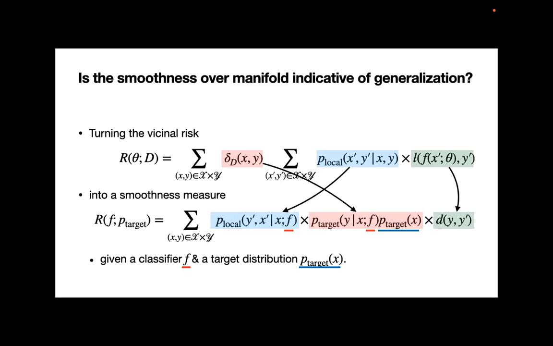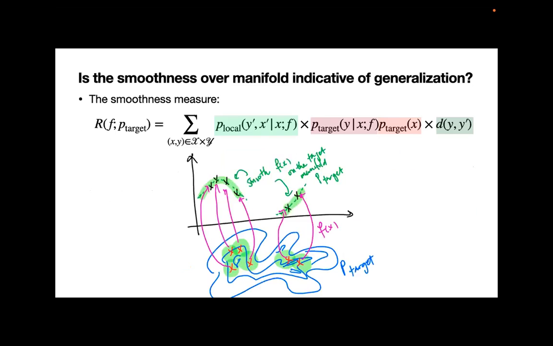And this is now, instead of training a classifier given the training set, we're given a classifier and the target distribution, and this tells us how smooth this classifier is under the target distribution.